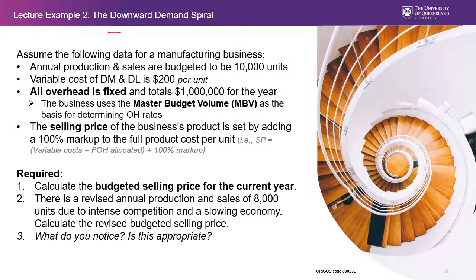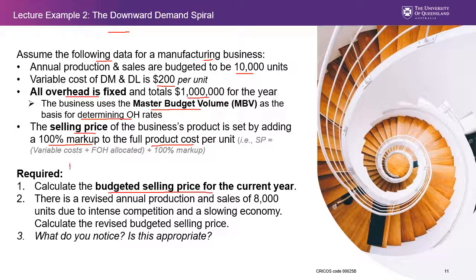So this downward demand spiral, we're going to just demonstrate that for you. Assume the following data for a manufacturing business. Annual production and sales are budgeted to be 10,000 units. The variable cost per unit is $200 per unit, so that's our direct material and our direct labour. All overhead is fixed and totals $1 million for the year. The business uses the master budget volume, which is this 10,000 units, as the basis for determining its overhead rates. The selling price of the business's product is set by adding 100% markup to the full product cost. So first of all, we want to calculate the budgeted selling price for the current year.